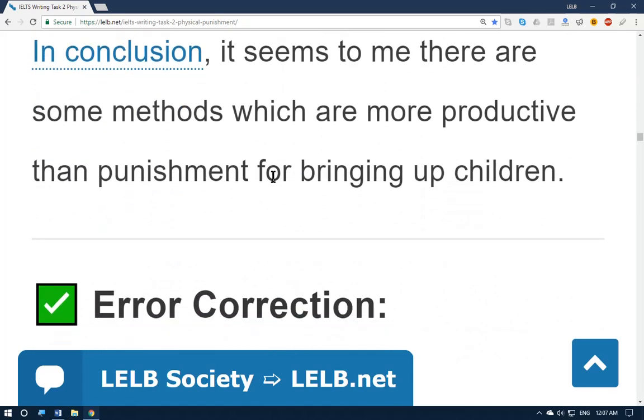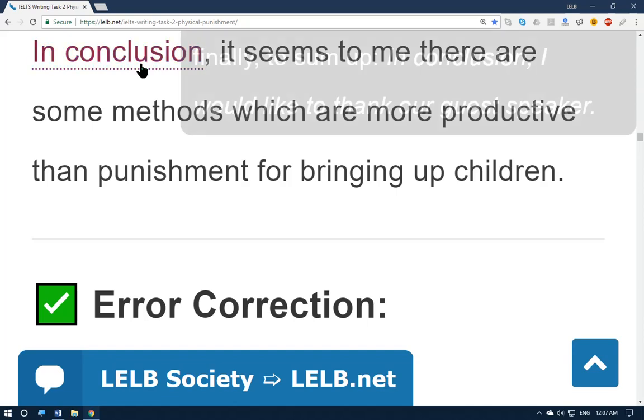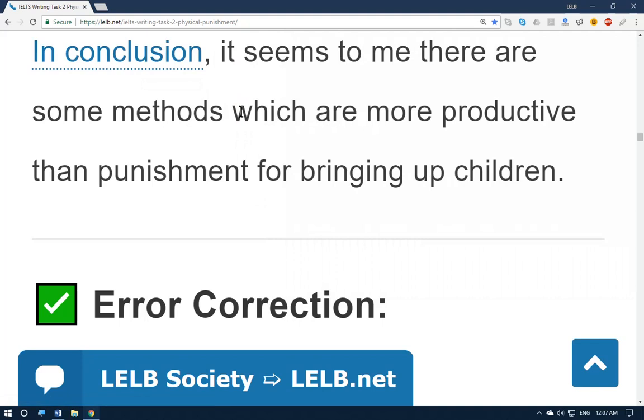In conclusion, it seems to me there are some methods. In conclusion means finally, to come to a conclusion, to sum up. There are some methods which are more productive than punishment for bringing up children. A major mistake that the essayist has made is that he just thought about the general concept of punishment, but here we are talking about physical punishment or corporal punishment, not the general concept of punishment.